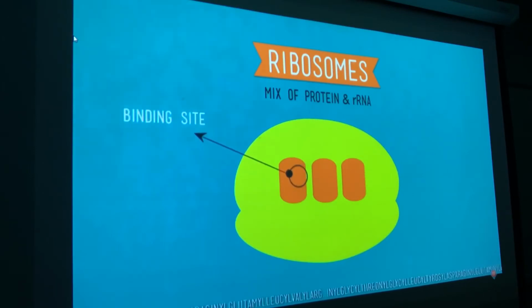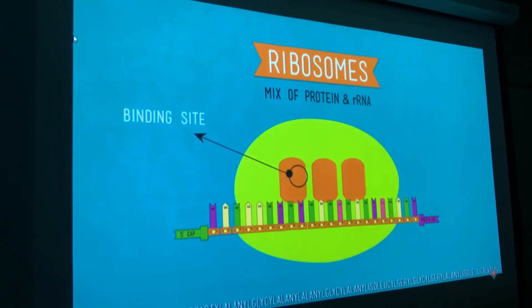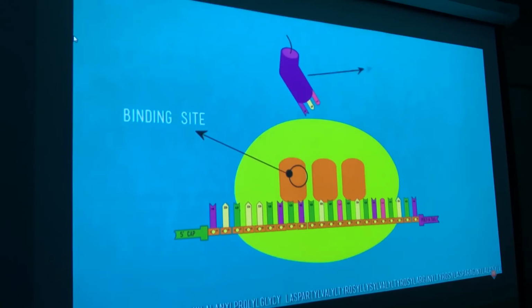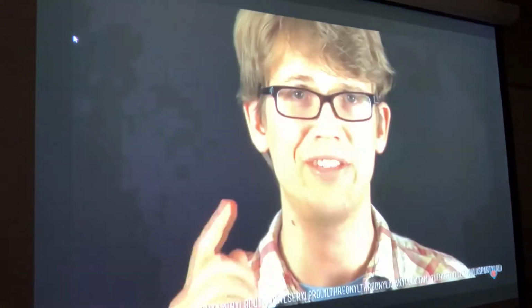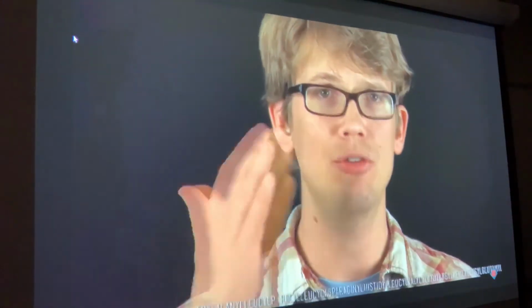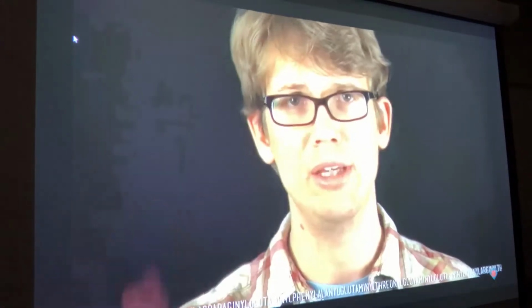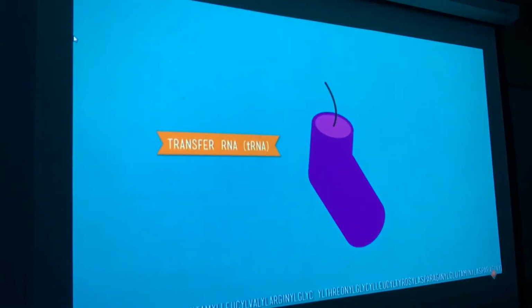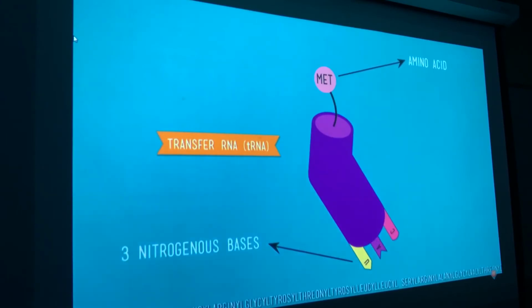rRNA doesn't contribute any genetic information to the process. Instead, it has binding sites that allow the incoming mRNA to interact with another special type of RNA, the third in this caper, called transfer RNA, or tRNA. And tRNA really might as well be called translation RNA because that's what it does. It translates from the language of nucleotides into the language of amino acids and proteins. On one end of the tRNA is an amino acid. On the other end is a specific sequence of 3 nitrogenous bases. These two ends are kind of matched to each other.